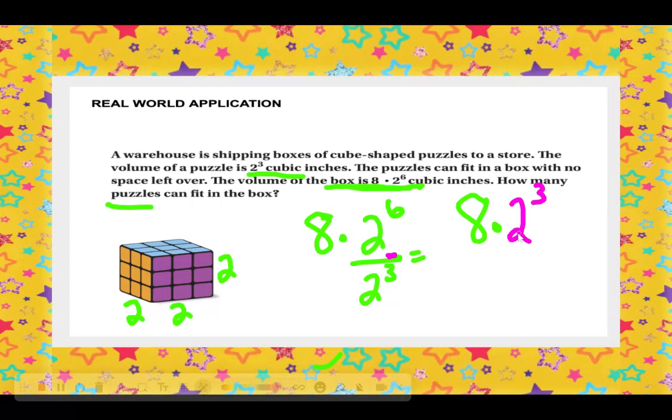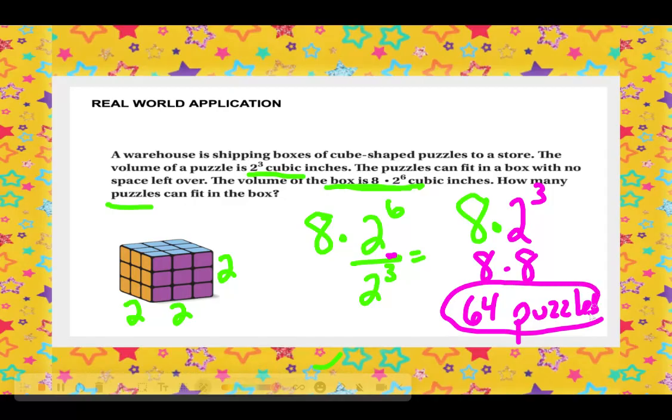Well, now let's solve this. 2 to the 3rd power, 2 times 2 times 2 is 8. 8 times 8 is 64. So 64 puzzles can fit into the box.